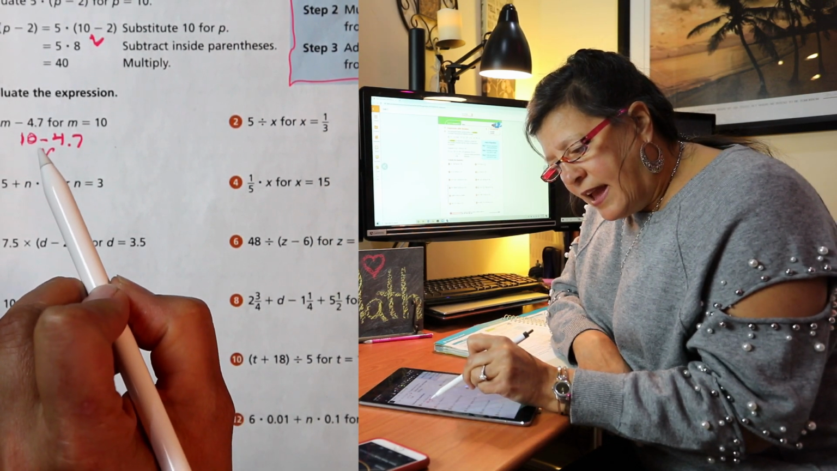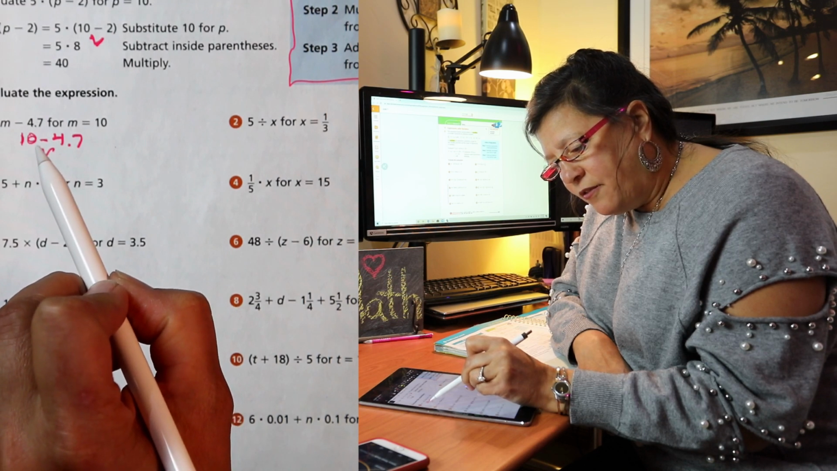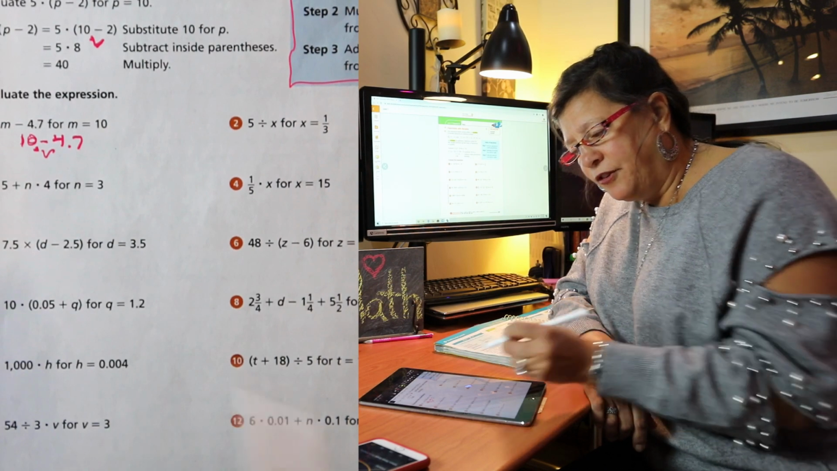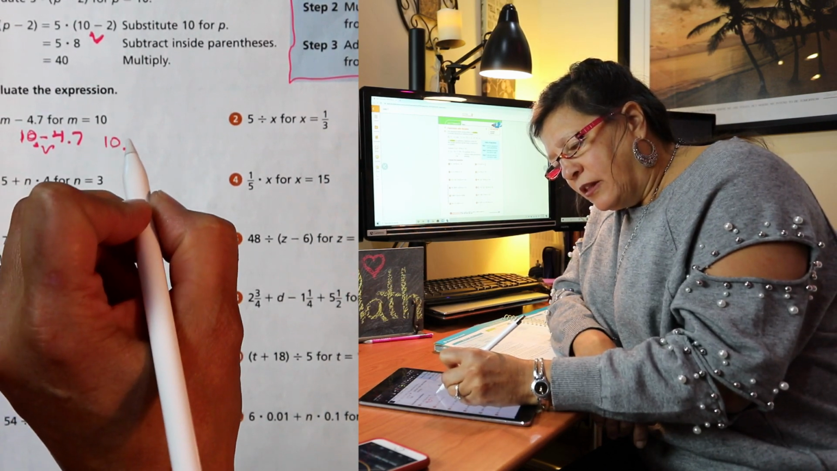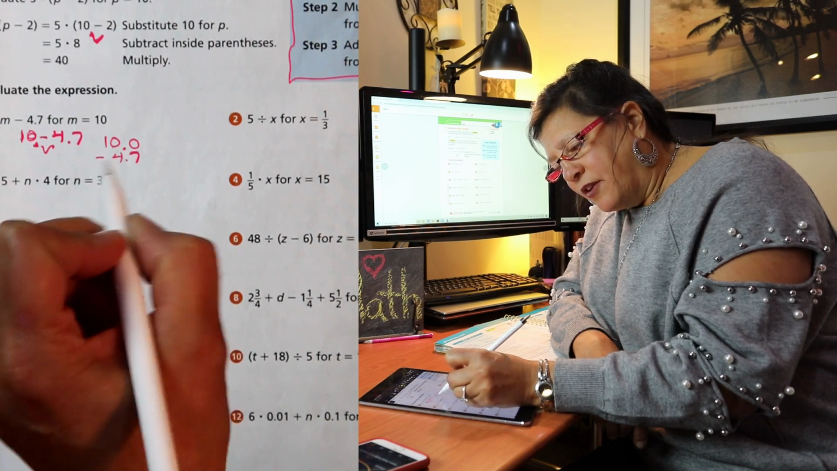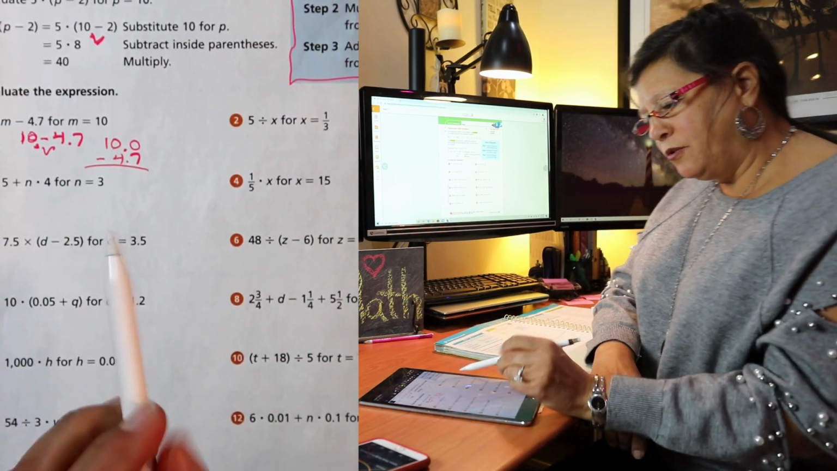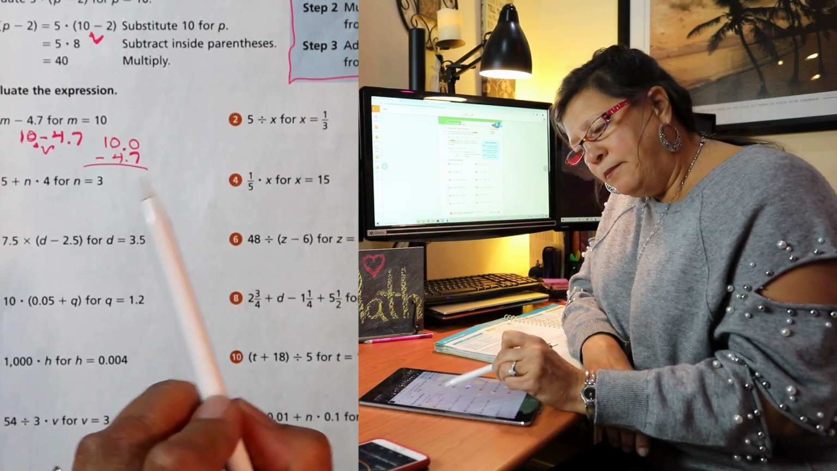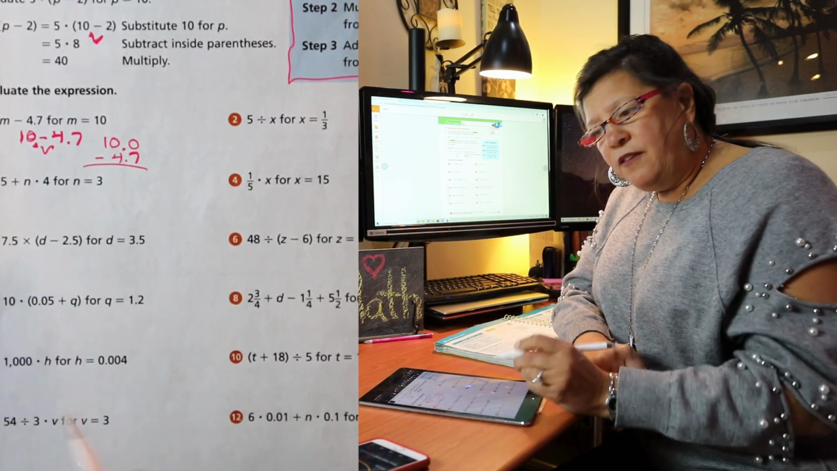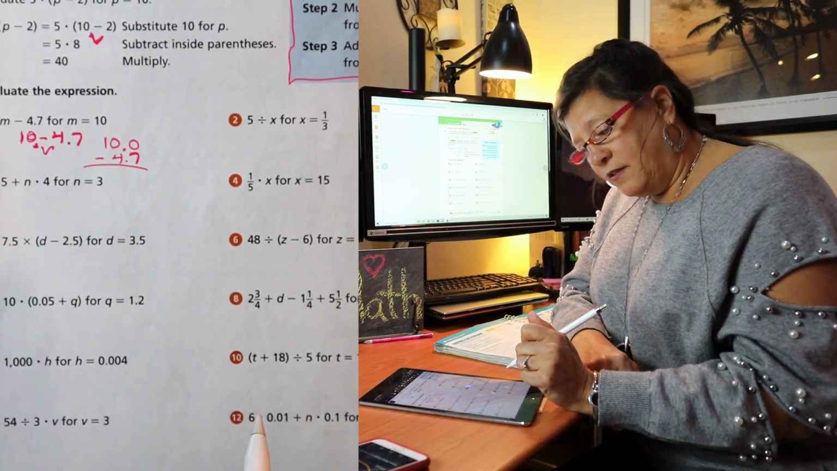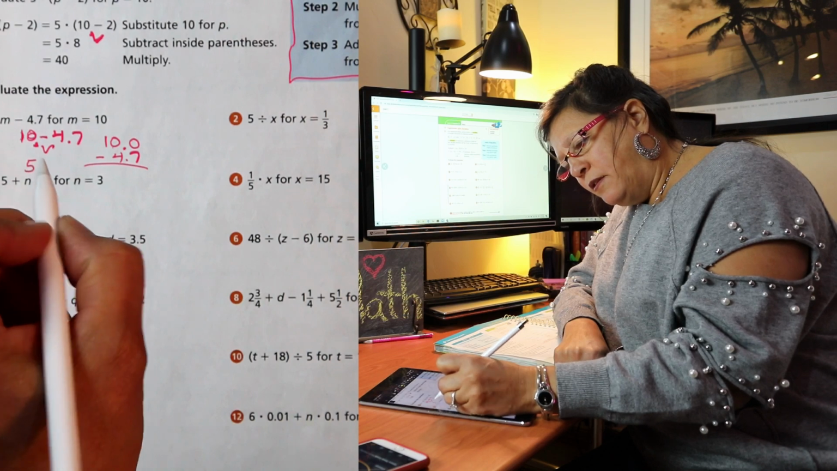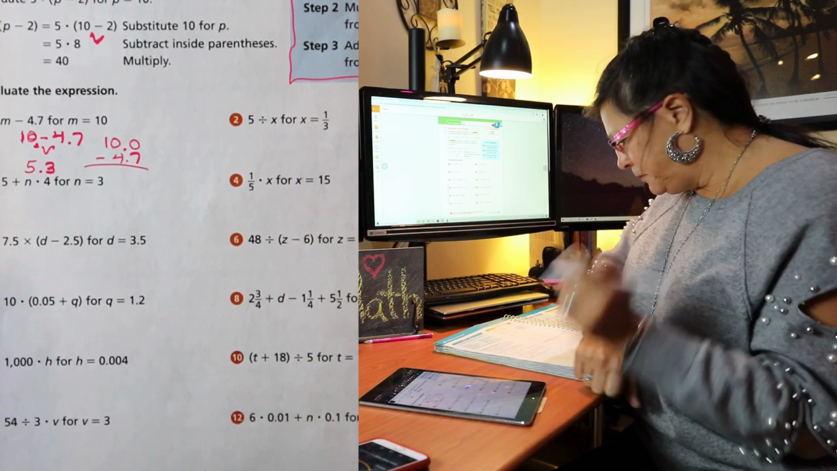Remember, 10 doesn't have a decimal, and when we are subtracting, we need to add the decimal. So it's going to go after. That would look like 10.0 minus 4.7. Okay, and then make sure you borrow to do your subtraction. Again, I'm going to give you the answers for these so that you know what you're working towards. When you finish number 1, you should get 5.3.